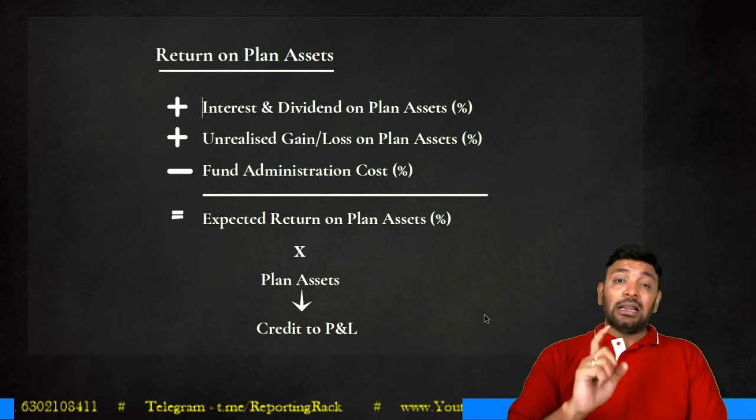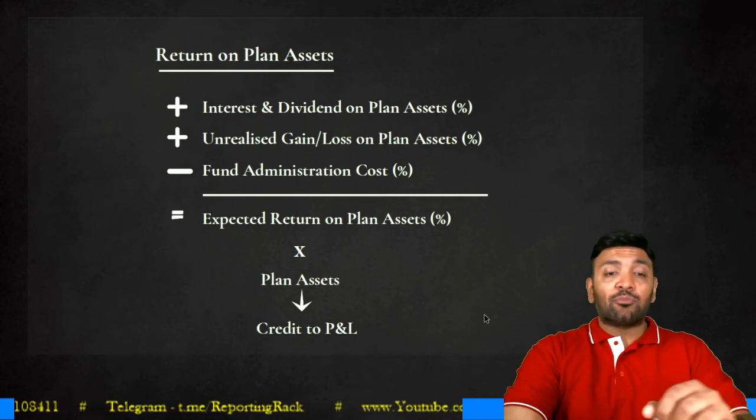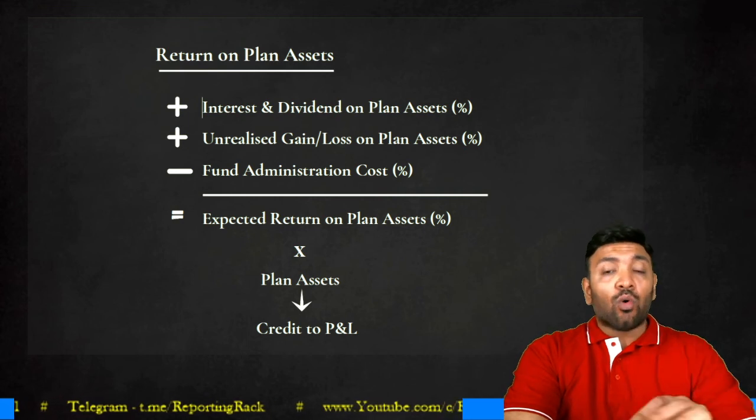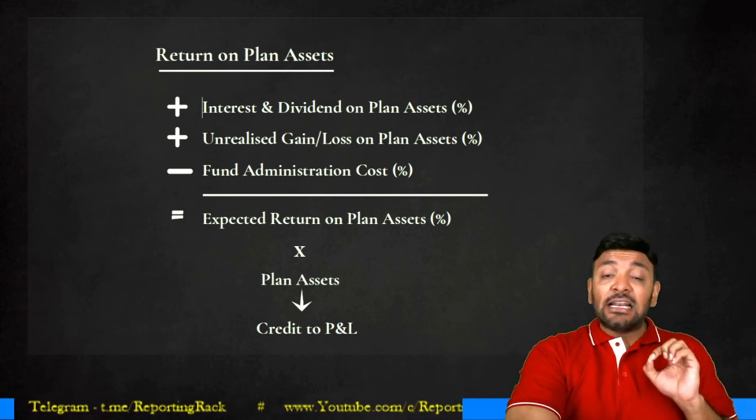Three things are covered. Now I'll bring up the most important concept called as actuarial gain or loss. What is this actuarial gain or loss, and why does this arise?